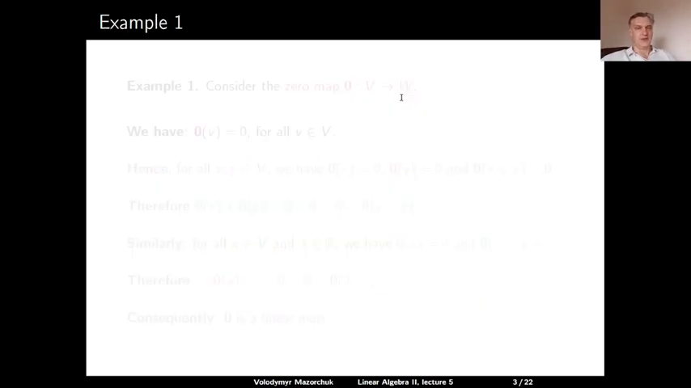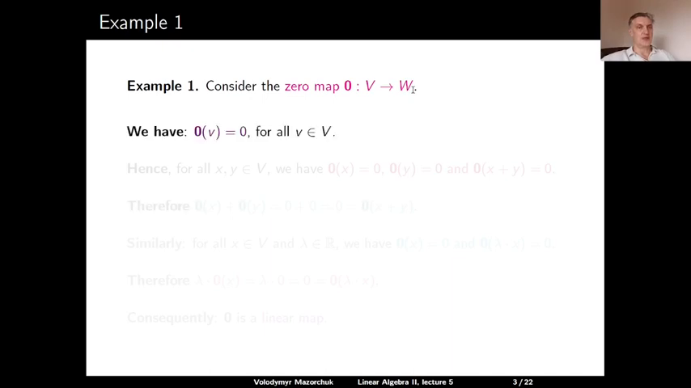Let us now give a number of examples. Example 1, consider the zero map 0 from V to W. The zero map is defined in the following way. The image of any element in V under the zero map is the zero element in W. So in particular, for any two elements x and y in V, we will have that 0 of x is equal to 0, 0 of y is equal to 0, and 0 of x plus y is equal to 0.